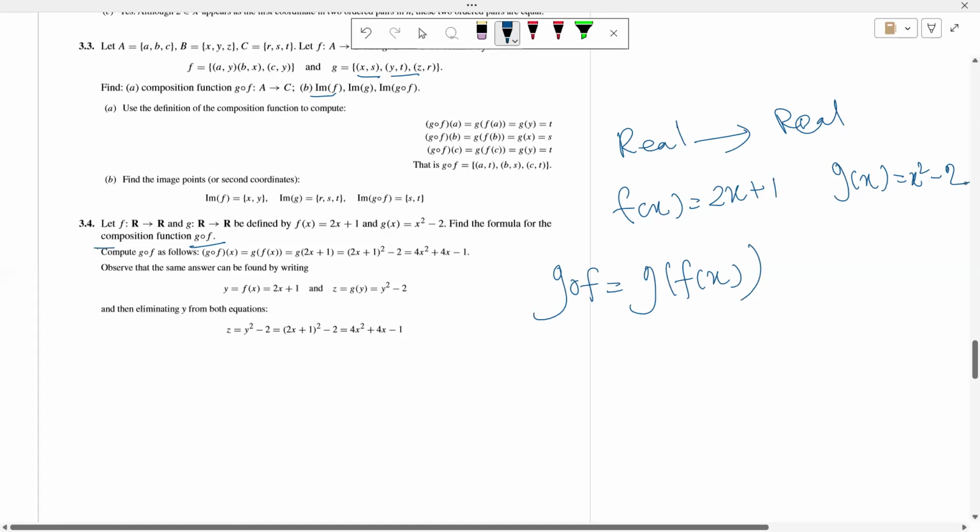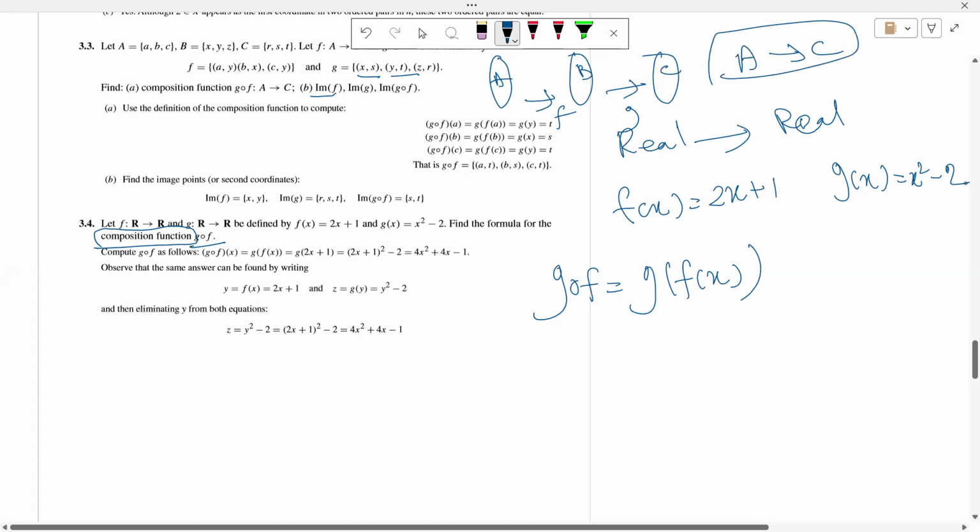Also, they are talking about composition of functions. So now what will happen? You have a function f, and another function g. The codomain of the first function is considered as the domain for the second function. Now we need to find a function. Let's say this is A, this is B, this is C. So we need to find the function from A to C. That is the composition of functions. Now in this question, they are giving f of x and g of x. They will ask you for the composition function of g of f.